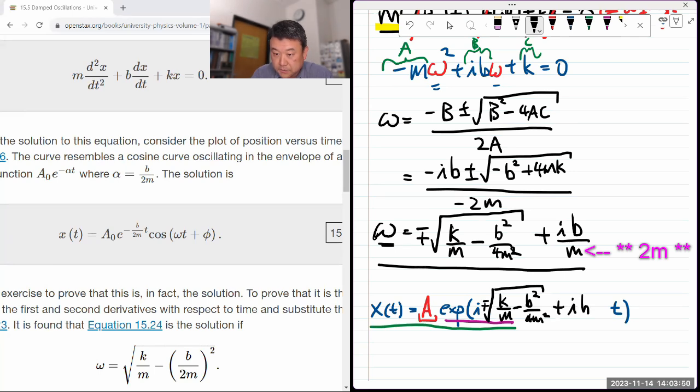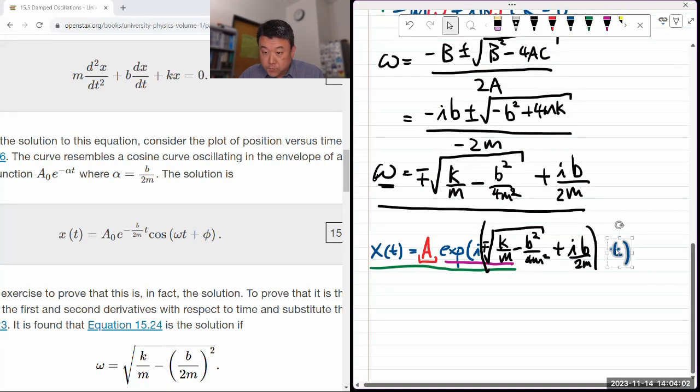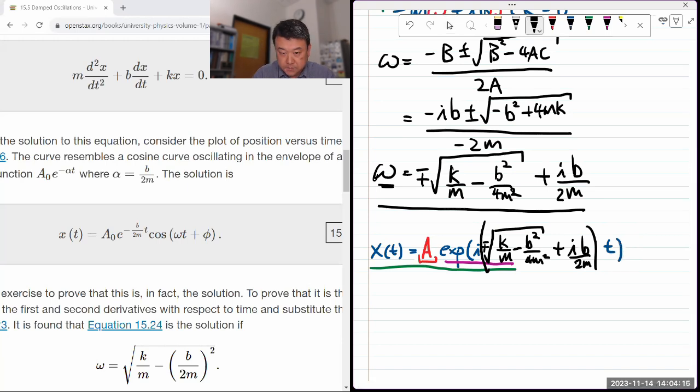plus i b over, wait, did I forget a factor of 2? Yeah, I forgot a factor of 2. 2m. There's a parenthesis here, which means actually I get this thing. One of these factors will become real. So this i times that i will give me -1. So this is not one whole complex exponential. It actually includes, so let me write it out this way, a times. So let me write down the real part first. It's going to be i times i, so minus b over 2m times t.